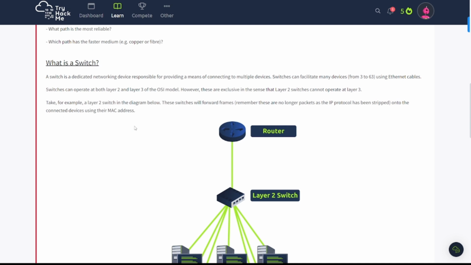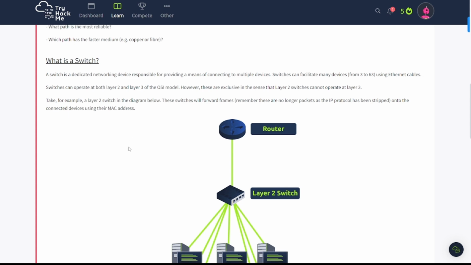What is a switch? A switch is a dedicated networking device responsible for providing a means of connecting to multiple devices. Switches can facilitate many devices from 3 to 63 using Ethernet cables. Switches can operate at both layer 2 and layer 3 of the OSI model. However, these are exclusive in the sense that layer 2 switches cannot operate at layer 3.